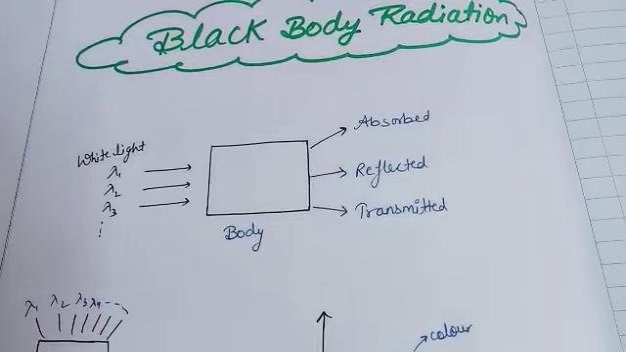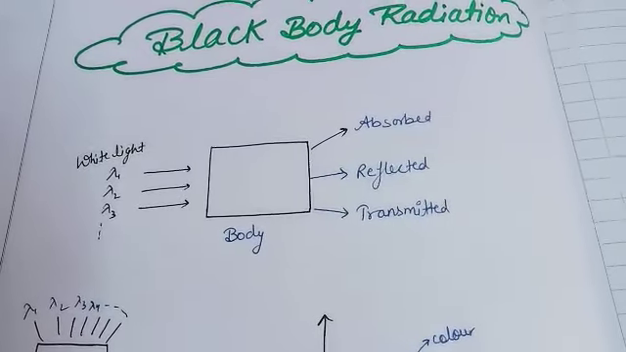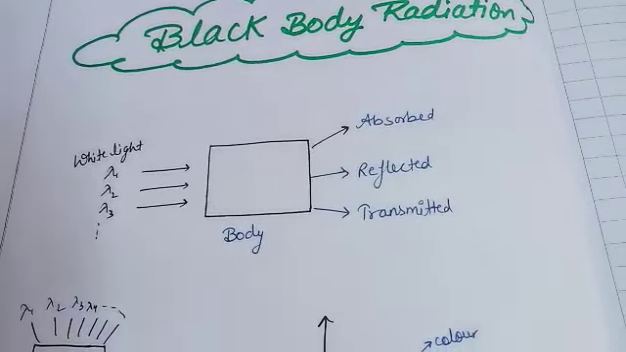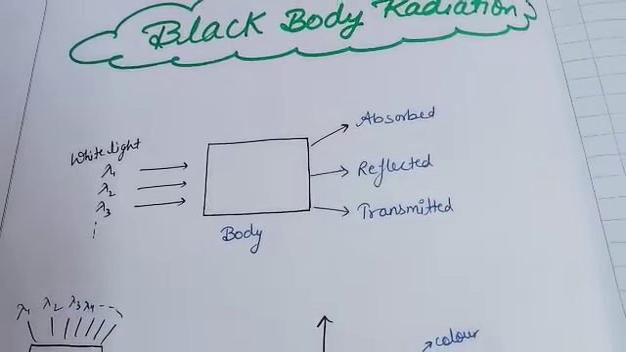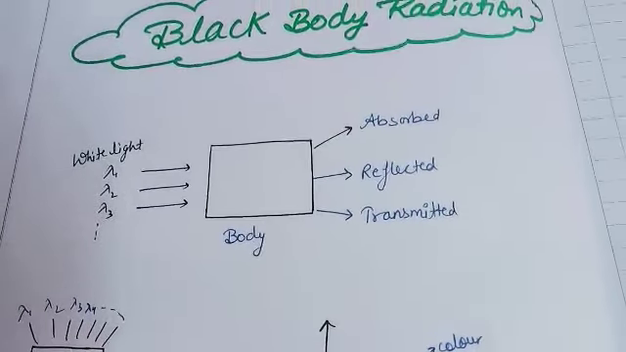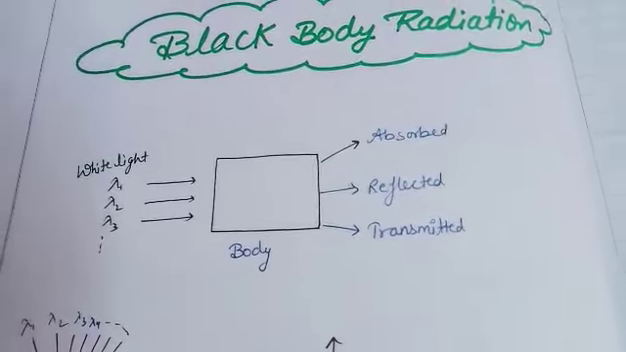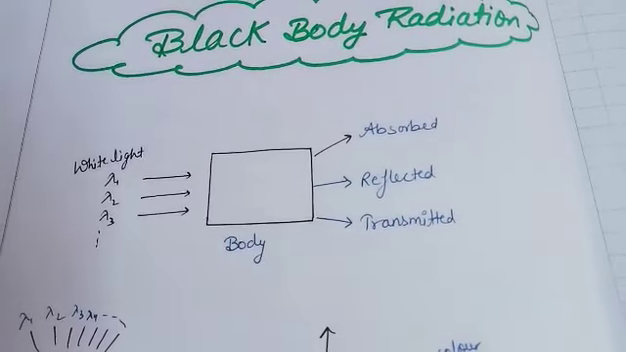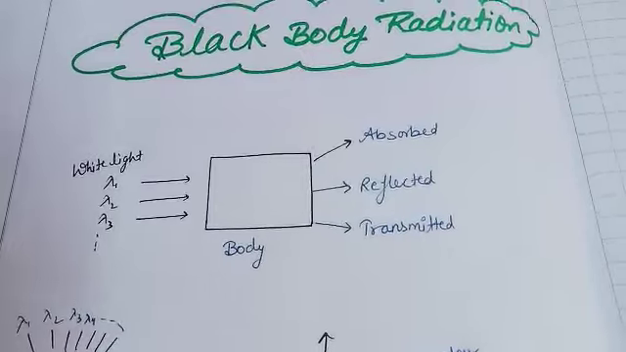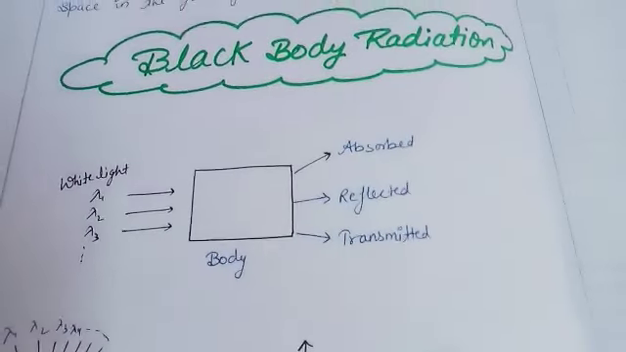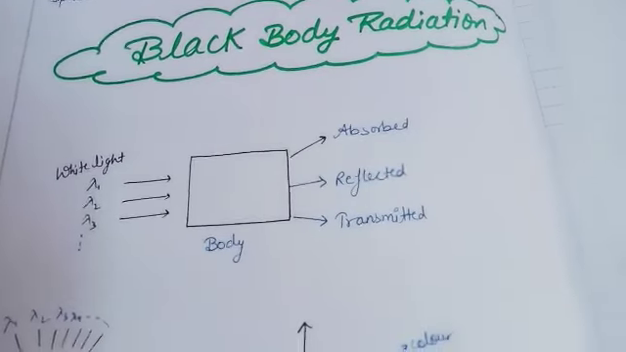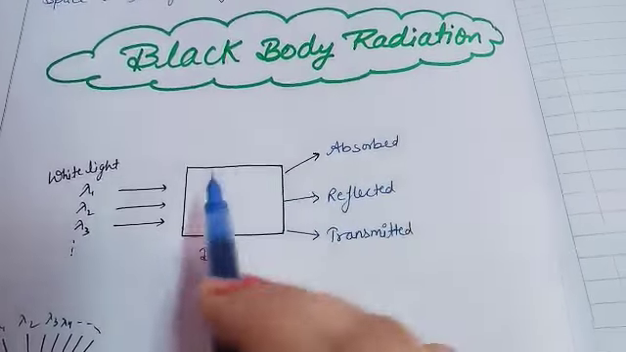But before I explain this, blackbody radiation is related to what happens when we heat a body. Before that, first you should know what happens when light is passed through matter, or some sample. So what happens when white light is passed through a body, or matter, it's the same thing. Now just see, suppose this one is a matter.